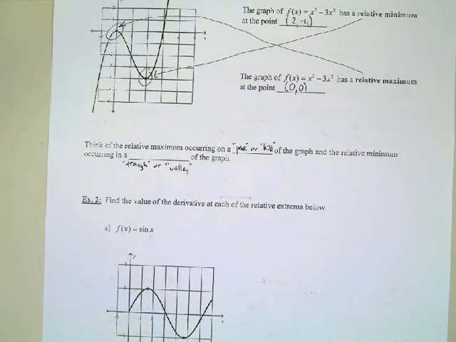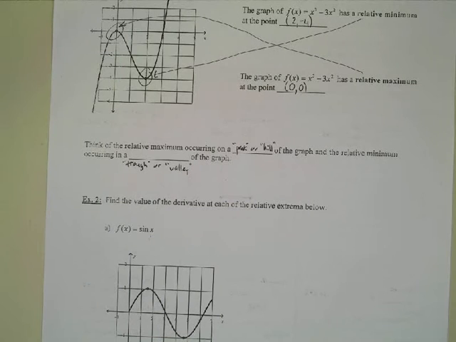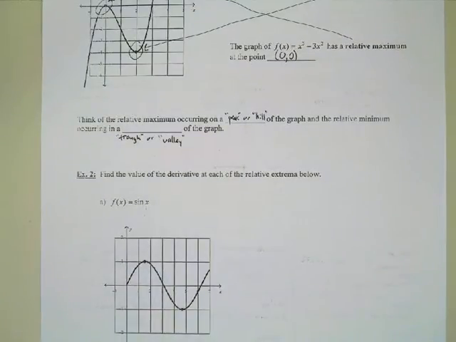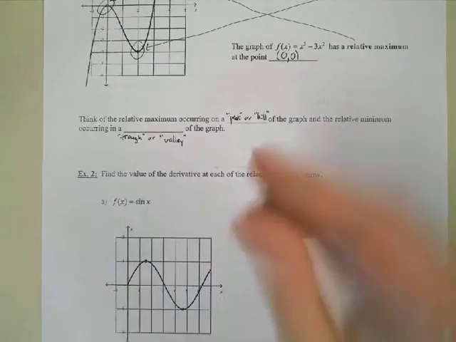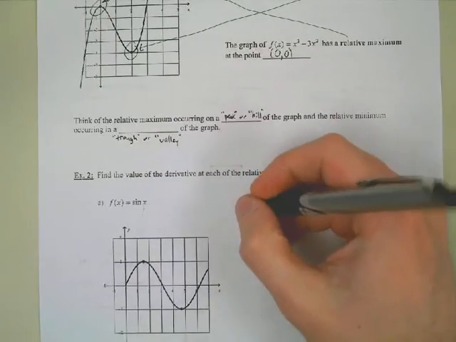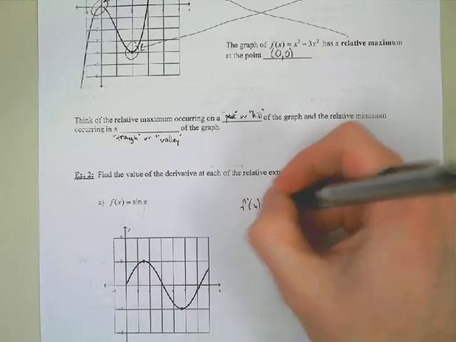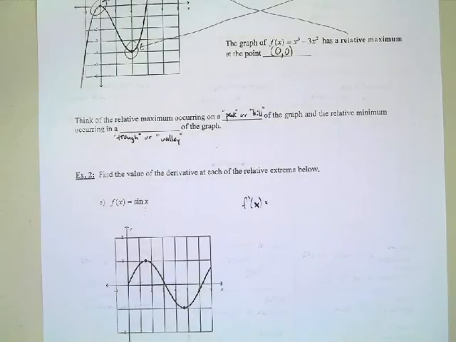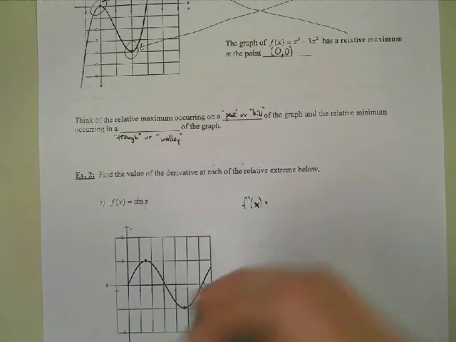Okay, so next thing we're going to look at is number 2. It says find the value of the derivative at each of the relative extrema below. All right, calculus is finally showing up. I know you guys are just waiting for this moment. Okay, so let's find the derivative first. Derivative of sine is cosine. So f prime of x is equal to cosine of x.